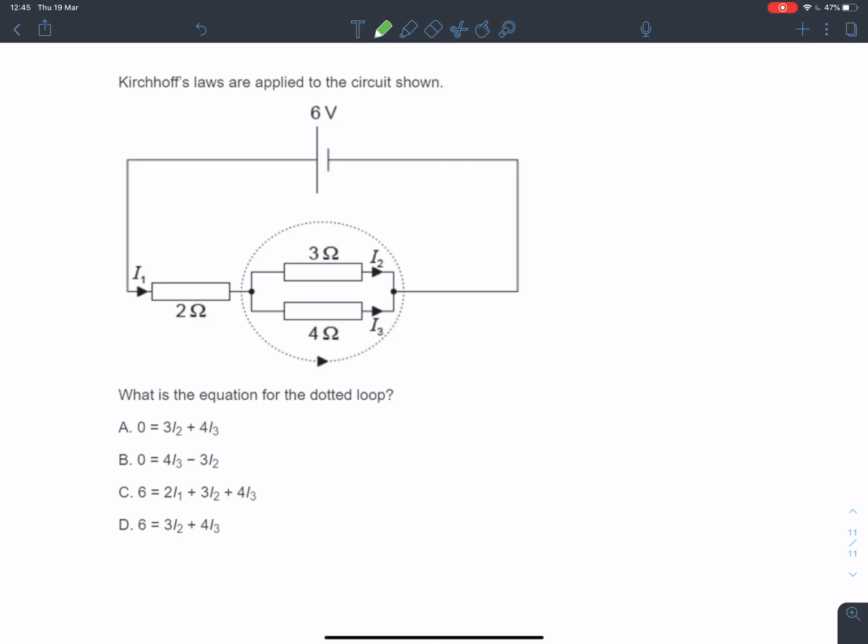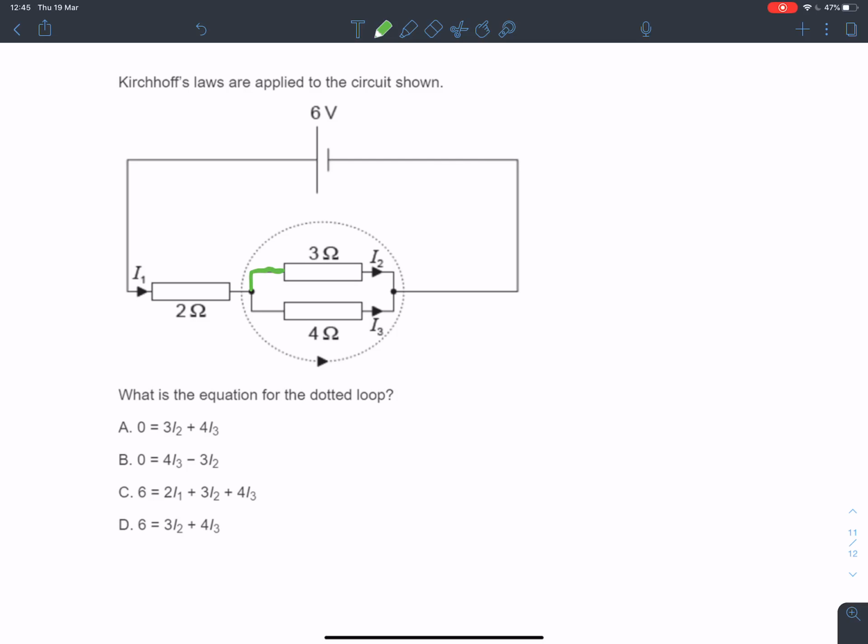Kirchhoff's laws are applied to the circuit shown. So this is an actual exam question. What is the equation for the dotted loop? So reading into this, straight away I'm thinking, okay, we're talking about a loop, so that means we must be using Kirchhoff's voltage law. So, depending which way round we're going, well, let's just pick this one here.